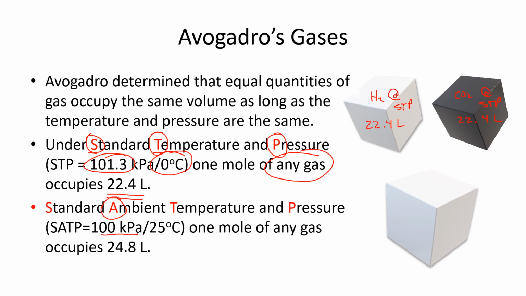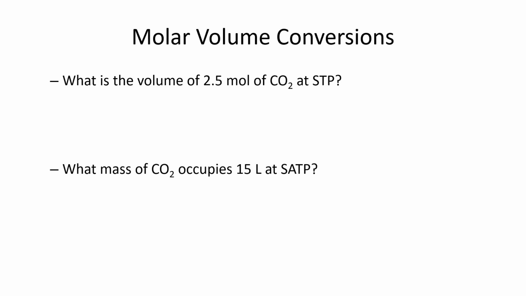Pretty much the same pressure, but the temperature is a little warmer, and so that means that the volume is a little bit greater. So at SATP, the volume is a little bit greater, the same amount of particles, 1 mole of any gas will occupy 24.8 liters rather than 22.4. So these are all per mole, per mole, per mole. There you go. So let's use that to figure out some volumes in moles.